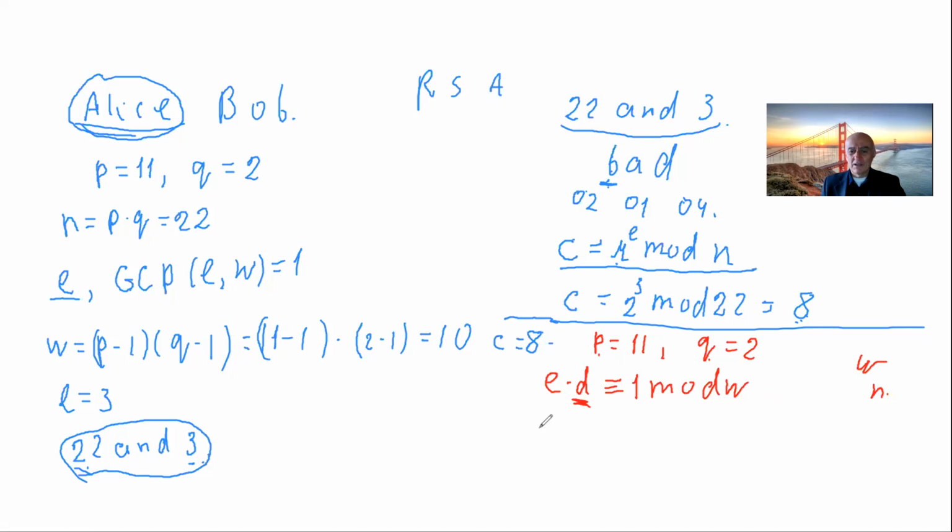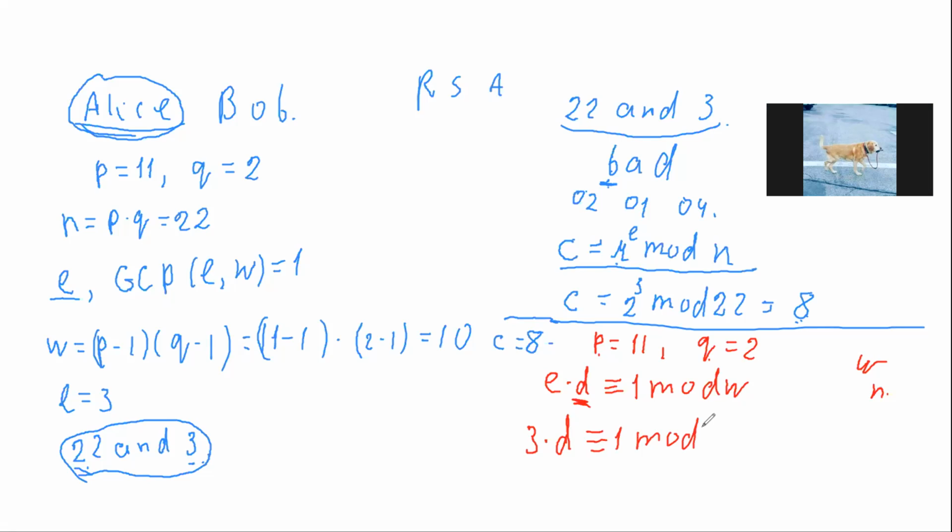Okay, now let's look at our case. We know the number E, this is the public key, 3 times D congruent 1 modulo W. And what is W? It's 10. Yes, W is 10.